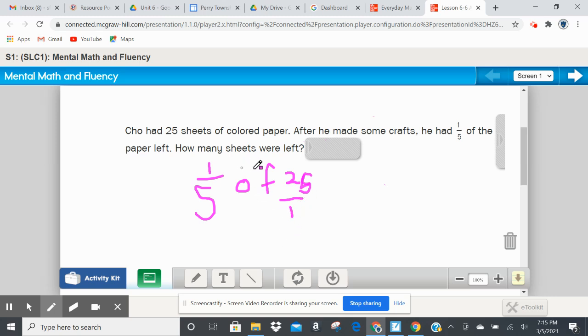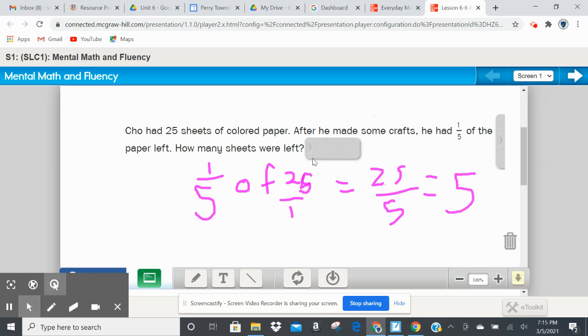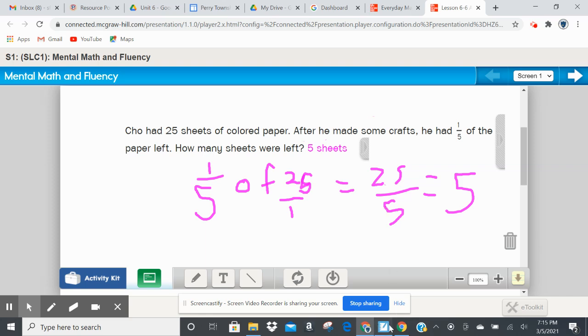Multiply across again. 1 times 25 is 25. And 5 times 1 is what? 5. Divide it out. What is 25 divided by 5? That's right, 5. So our answer is 5 sheets. Let's go ahead and start our lesson today.